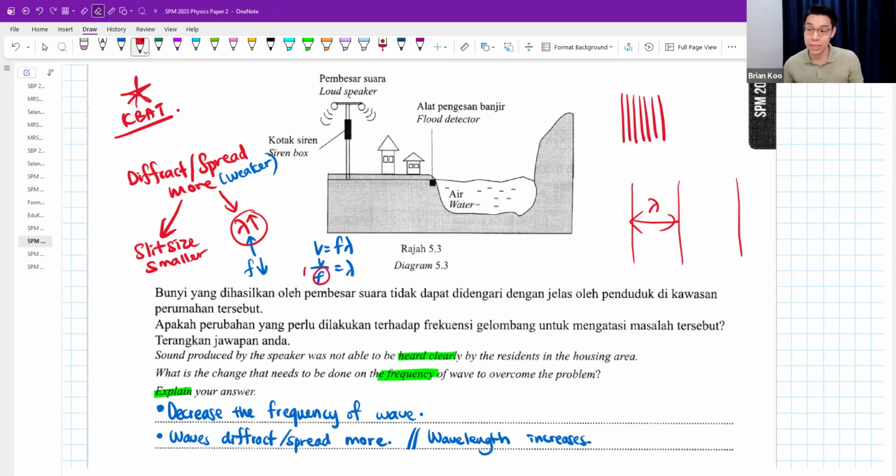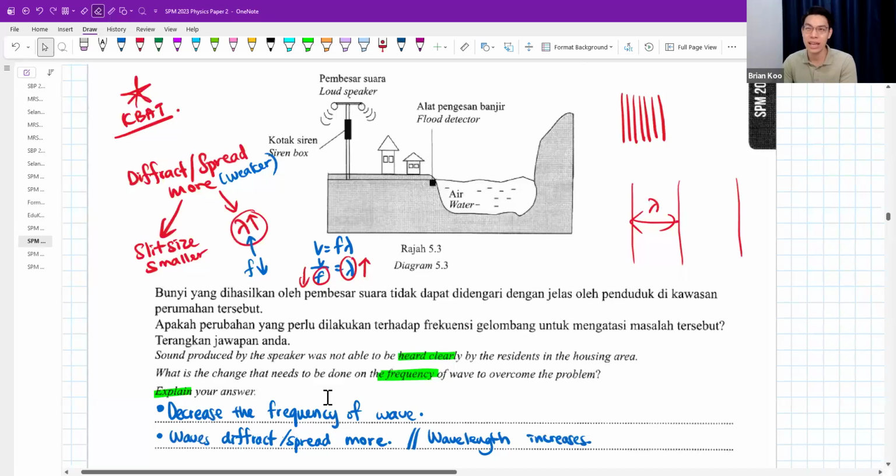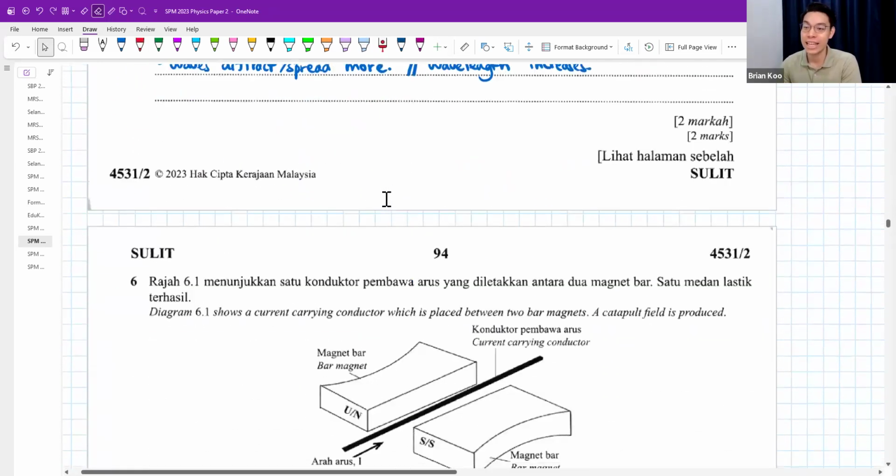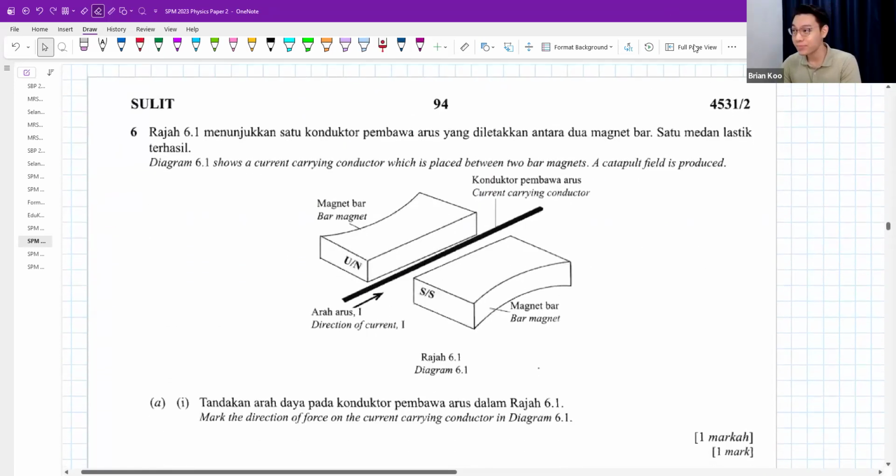When frequency is small, lambda will be big. Okay, that is the answer. It's a very good question and many people couldn't score it. They go and say, I want higher frequency, then higher penetrating power and all that, higher energy. That's wrong. I do not want that. I do not want higher penetrating power. I do not want higher energy and all. I want it to spread further. So don't answer the wrong thing. That is question 5.